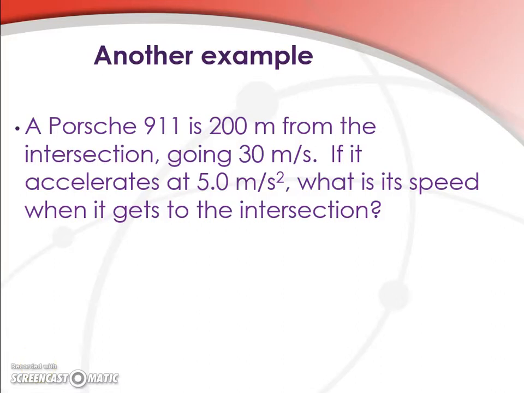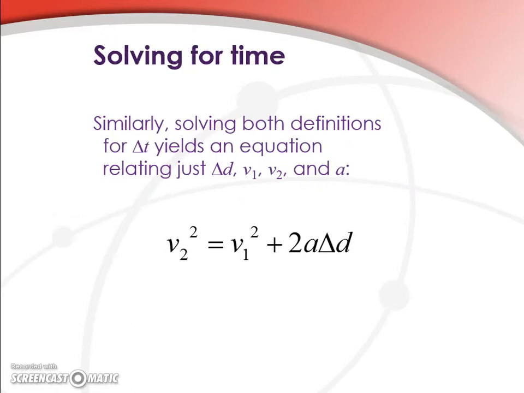Okay, let's look at another example. A car is 200 meters from the intersection and it's traveling at 30 meters per second. If it accelerates at 5 meters per second squared, what's its speed when it gets to the intersection? So what's challenging about this problem? Well, the first is we're not being asked for the time when it gets to the intersection, we're being asked for its speed. And so we're going to have to get a little bit creative about how we do it. But it's no different than the other situation.